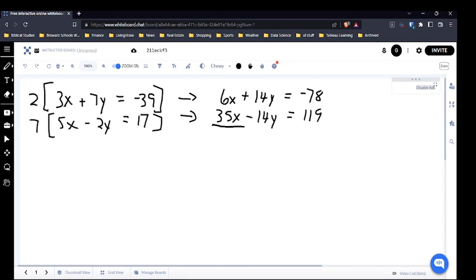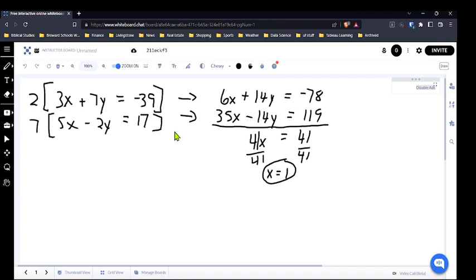Now I've got the situation where I can cancel out one of the variables. So I'm going to cancel out the y by adding. So this is going to give me 41x equals, and I think that's going to actually be 41. So divide by 41 on each side, and I end up with x equals 1. That was pretty easy.